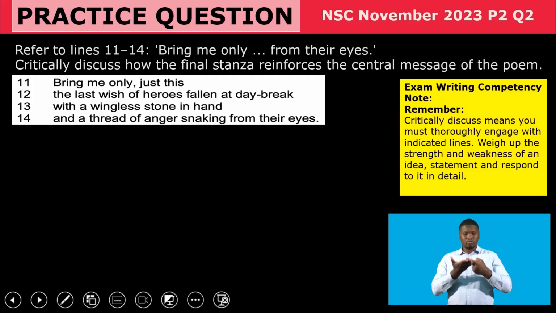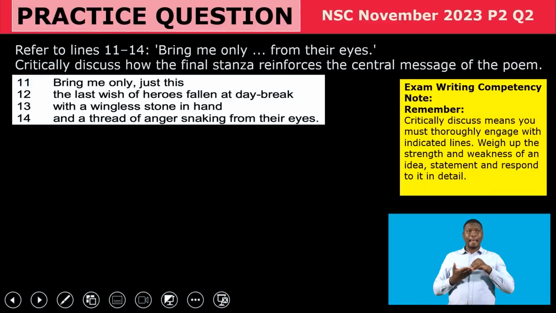Critically discuss how the final stanza reinforces the central message of the poem. You will often see that the last question of a poem in a contextual nature would be on the central message or the main idea of the poem, and that tests the poem in its entirety. So: bring me only just this, the last wish of heroes fallen at daybreak, with a wingless stone in hand, and a thread of anger shaking from their eyes.